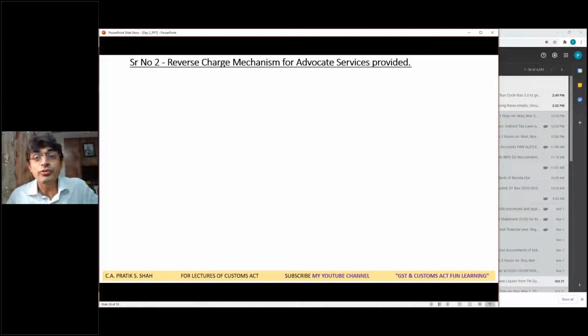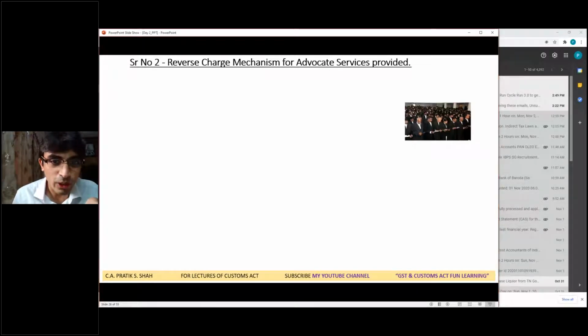See, this is advocate service. Many of you must be aware of it. You know who drafted the GST law? Yes, chartered accountants and cost accountants, we all supported it. But who drafted the entire GST law, if you are aware? Advocates. Advocates are the people who have drafted the GST law. So when you draft the law, obviously you will keep yourself safe.